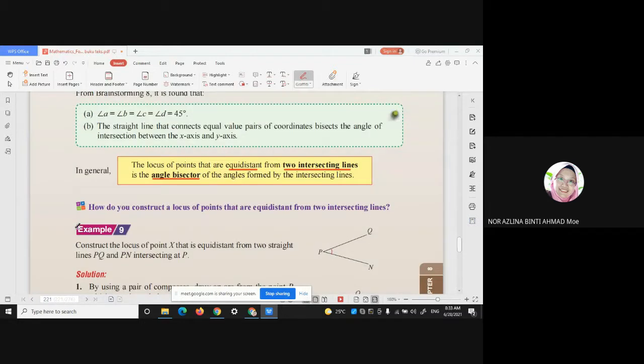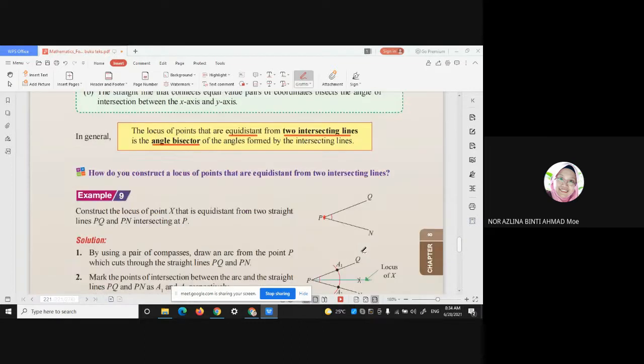Okay, let's say example 9. Construct the locus of point X that is equidistant from two straight lines PQ and PN intersecting at P. Okay, intersecting at P. So, the locus is equal from line PQ and line PN.